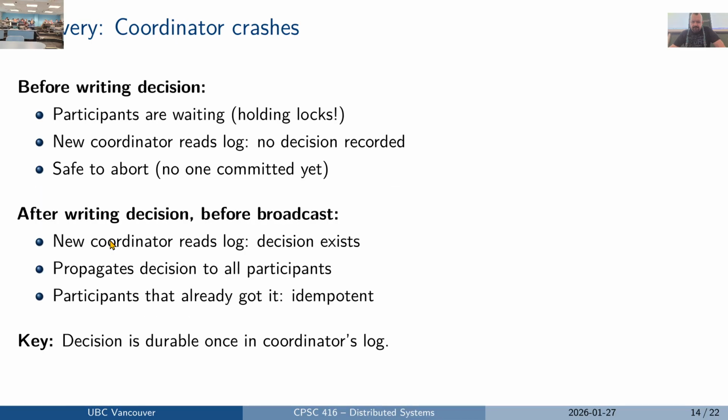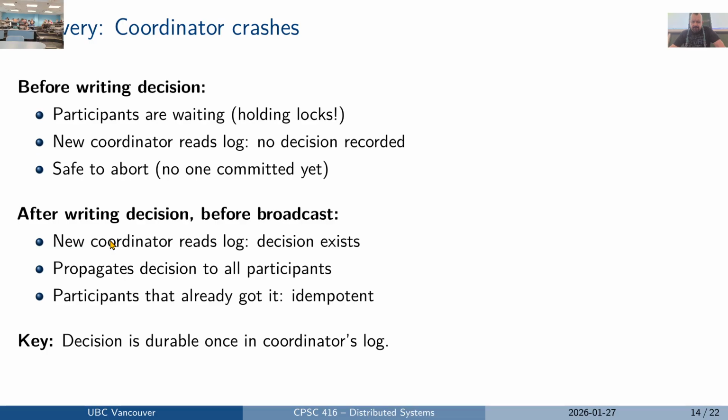If the coordinator crashes, if that happens before it's written its decision, then the participants are waiting, and they're holding locks, right? They have resources. They're blocking other people from making forward progress. A new coordinator reads the log, sees that no decision was recorded, and it says, I'm going to abort this. In theory, you could build a recoverable coordinator. There's nothing that prevents you from doing that, but the simplest model is to say, if the coordinator crashes and the new instance of the coordinator comes up and it reads the log and it says, this was indeterminate, I'm going to say the transaction aborted.